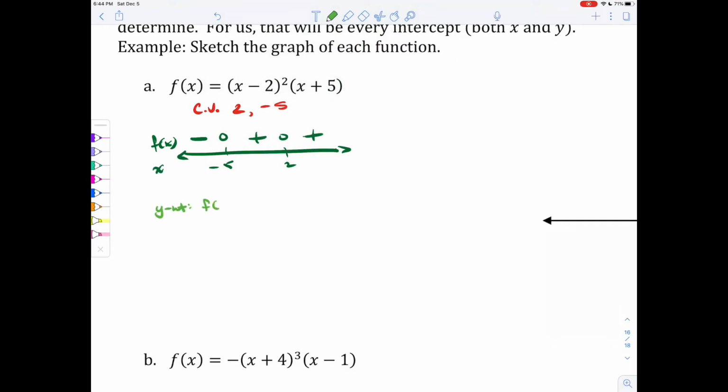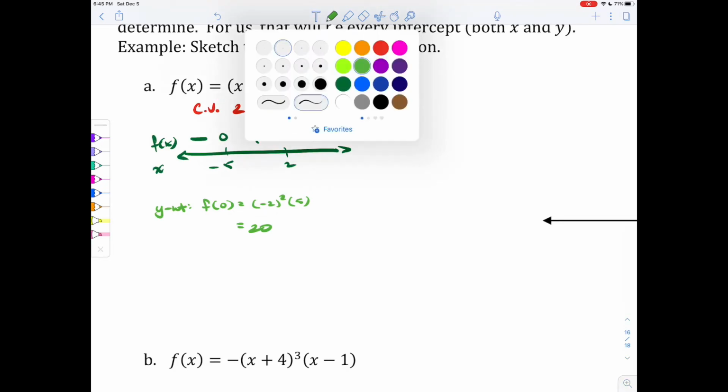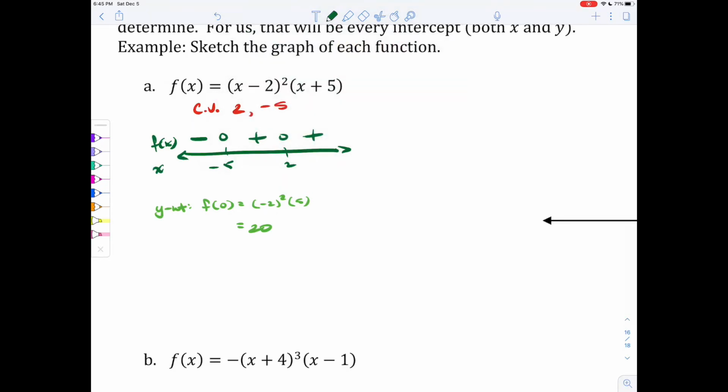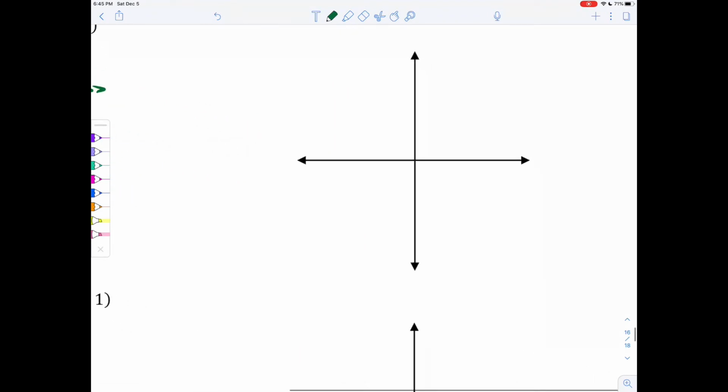That happens when x is 0, so we've got negative 2 squared times 5 for a value of 20. We put it together. So let's get some tick marks up in this business. 1, 2, sure. I don't need nearly as many as I've got on that side.